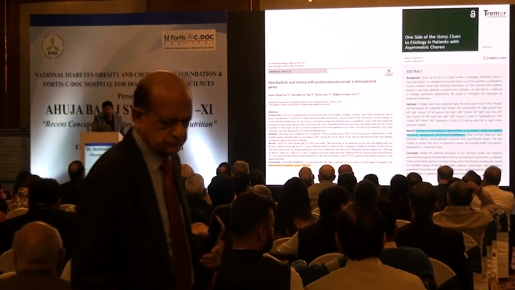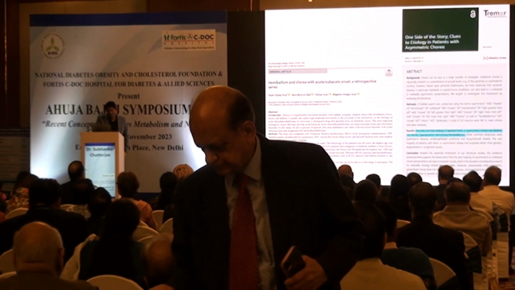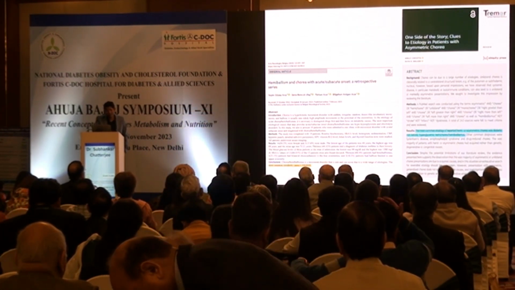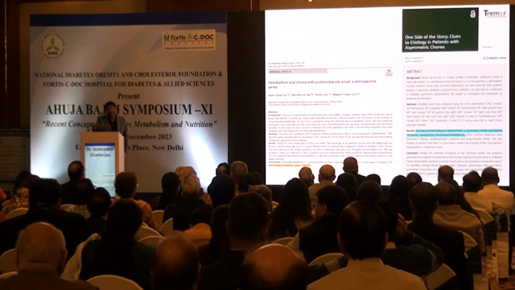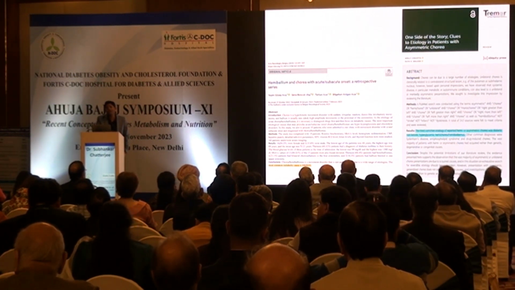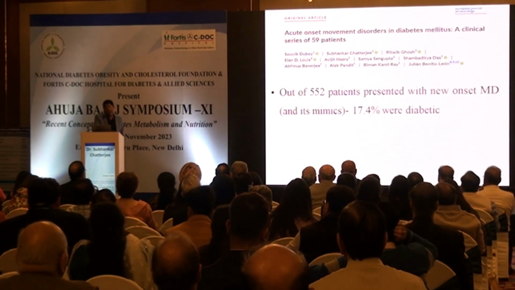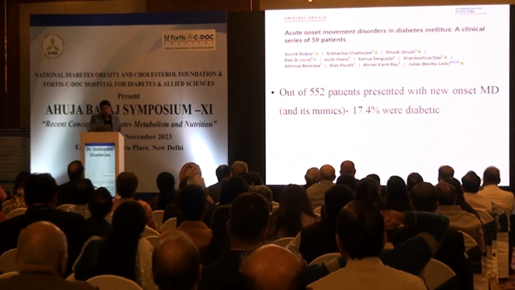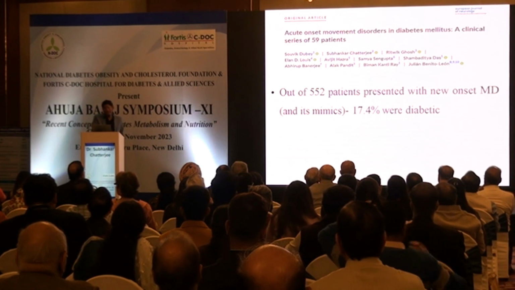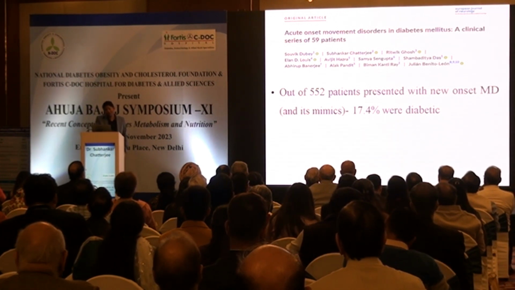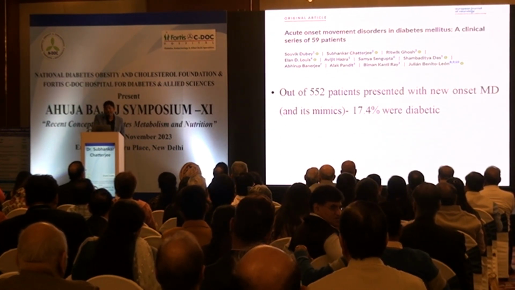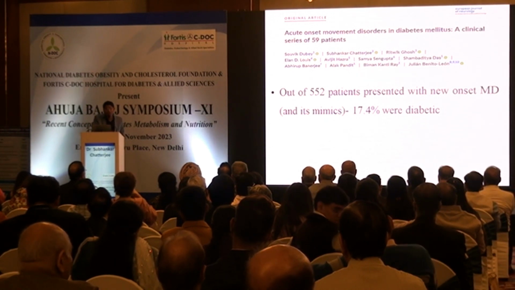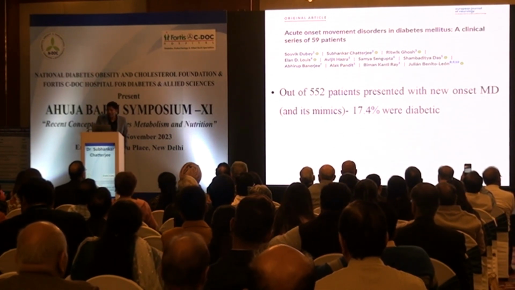But various large scale studies have confirmed that the most common cause of acute onset choreoballism in the emergency setup is non-ketotic hyperglycemia. And in our cohort, we worked in a movement disorder clinic in a tertiary care center where 552 patients came over a span of 10 years, and we found that 70.4% of them were diabetic. Again, I am mentioning that these are acute onset, new onset movement disorders.